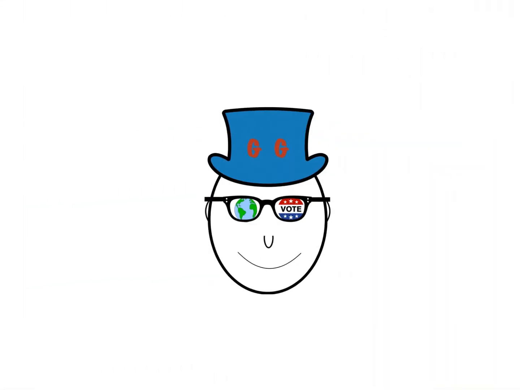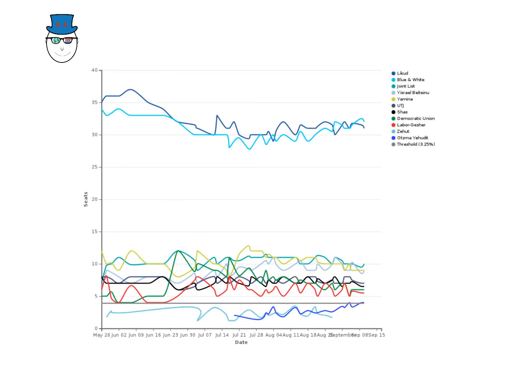So, now that we've taken a look at how the Israeli government and Israeli elections work, as well as who the major players are in the upcoming election, you may be asking yourself, who will win? To answer that, let's start by looking at some recent opinion polls. The following graph shows how many seats each party is projected to win based on polls, ranging from the date of the Knesset's dissolution to the date of this video's upload.